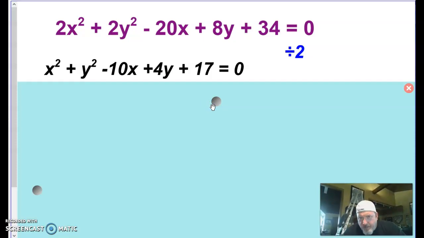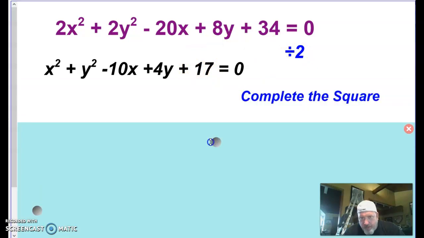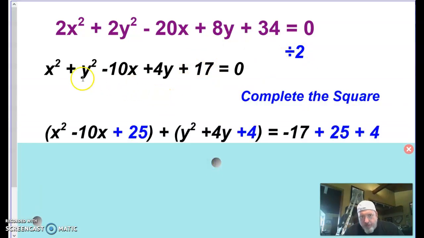Again, I'm going to group the x terms and the y terms, and I'm going to move the 17, the constant, over to the other side. So there's my starting point here. You see x squared minus 10x. You see y squared plus 4y. Move the 17 over. Now, I kind of did 2 steps in one. I did that, but then I also completed the square right away. So how did I get 25 and 4? Half of negative 10 is negative 5. Negative 5 squared is positive 25. Half of 4 is 2. 2 squared is 4. So again, since I added these two numbers to the left side, I've got to add them to the right side.